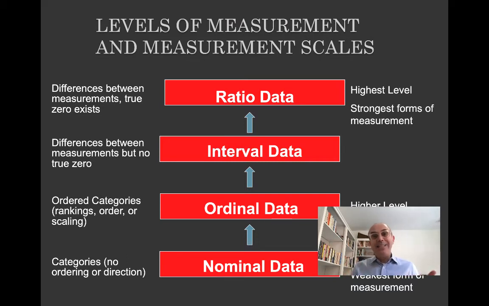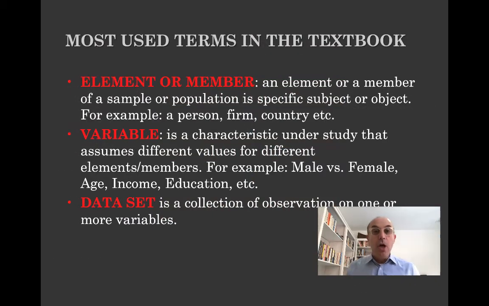But the highest level, and this is where we have a true zero, we have something that we actually can scale and say, okay, if you got an A, this is a ratio number, and if you got 0, this is the ratio of the data that we can organize and understand.